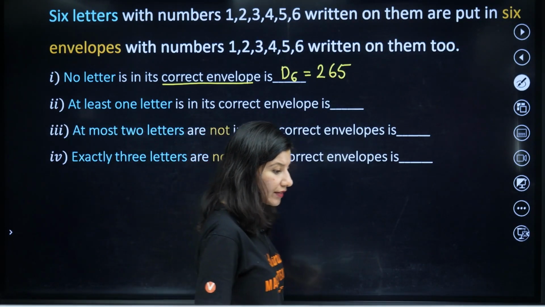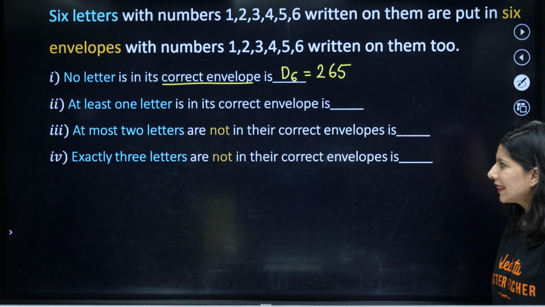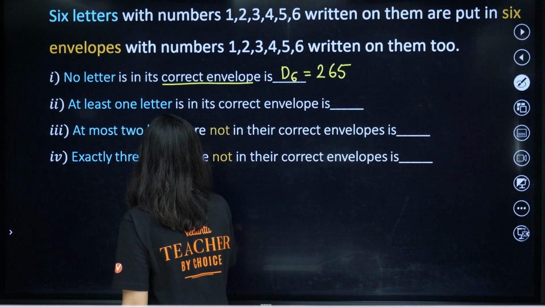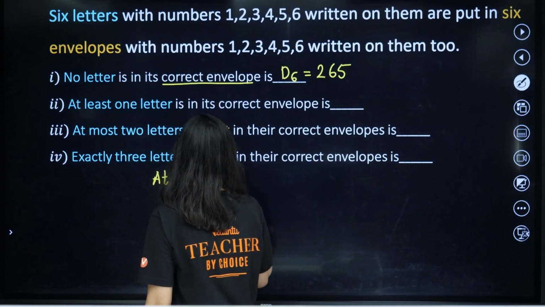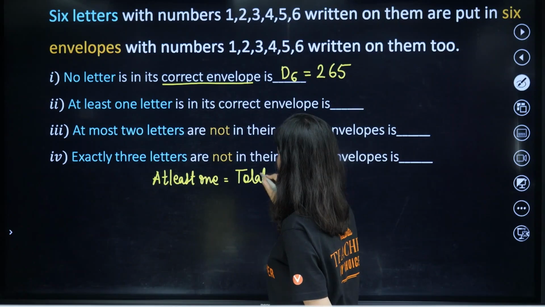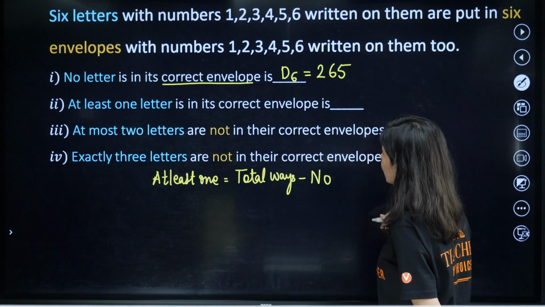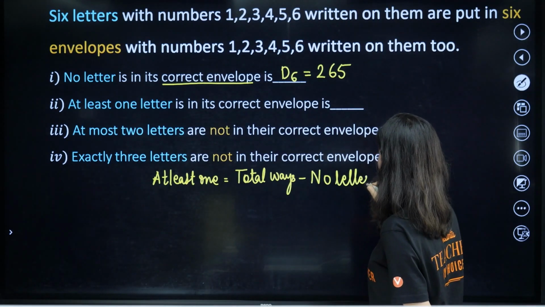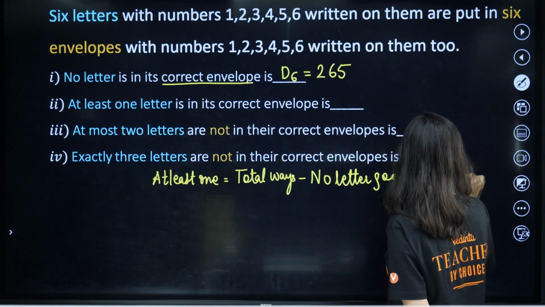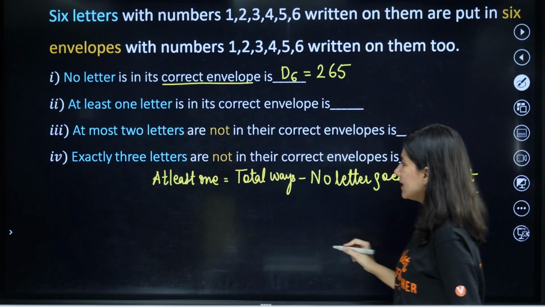Okay, all right. So what they are saying is at least one letter. At least one means what? I have already told you, at least one is equal to total ways minus no letter goes into its correct envelope. So basically, at least one means total minus none. Okay? At least one means total minus none.